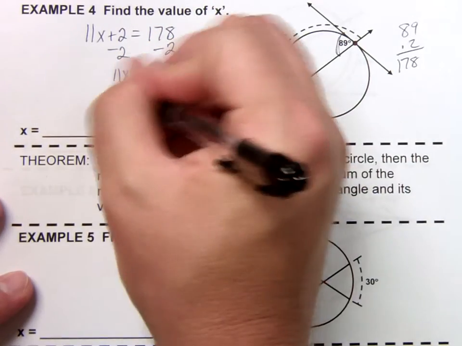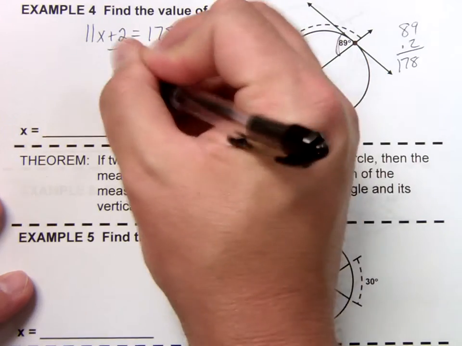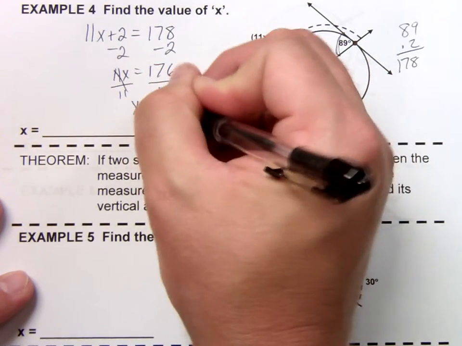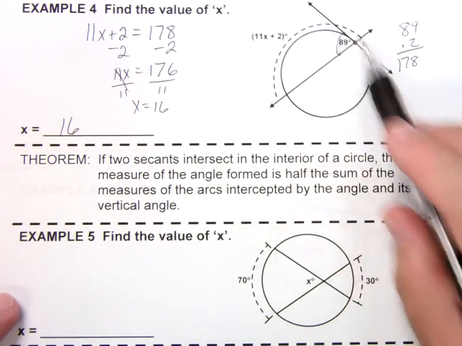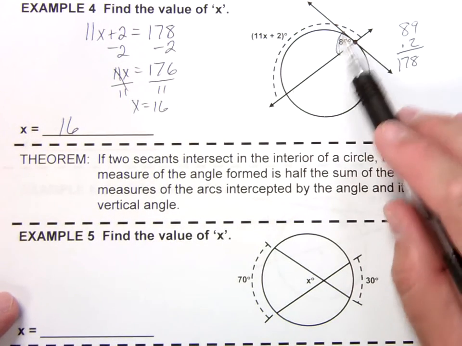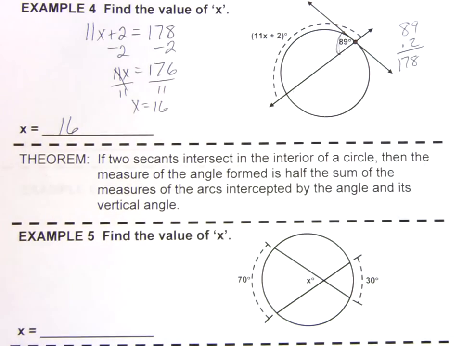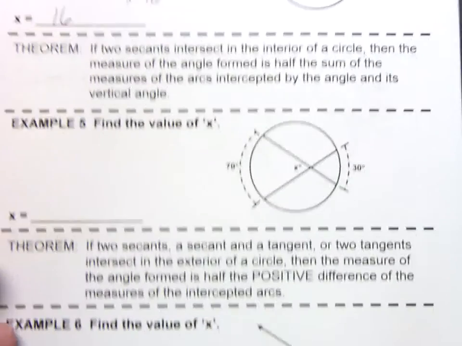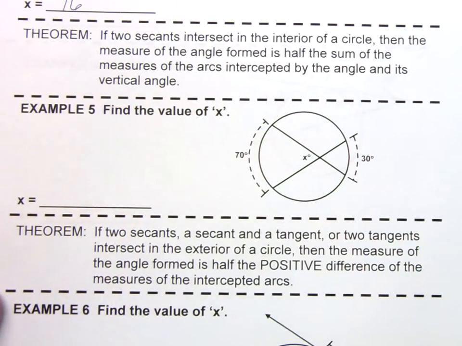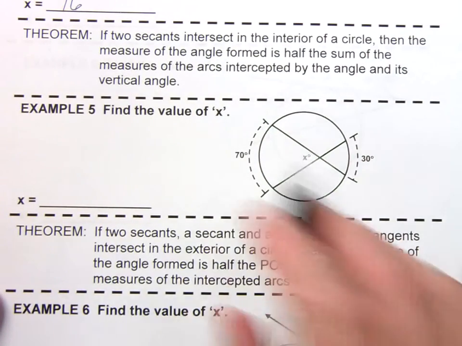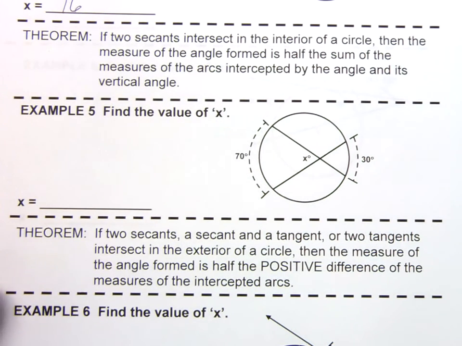X is being multiplied by 11, so we divide by 11. And you should get 16. X has to be 16 to make sure that that arc is twice as big as that angle created by the secant and tangent. Alright, let's learn another theorem. If two secants intersect in the interior of a circle, then the measure of the angle formed is half the sum of the measures of the arcs intercepted by the angle and its vertical angle.